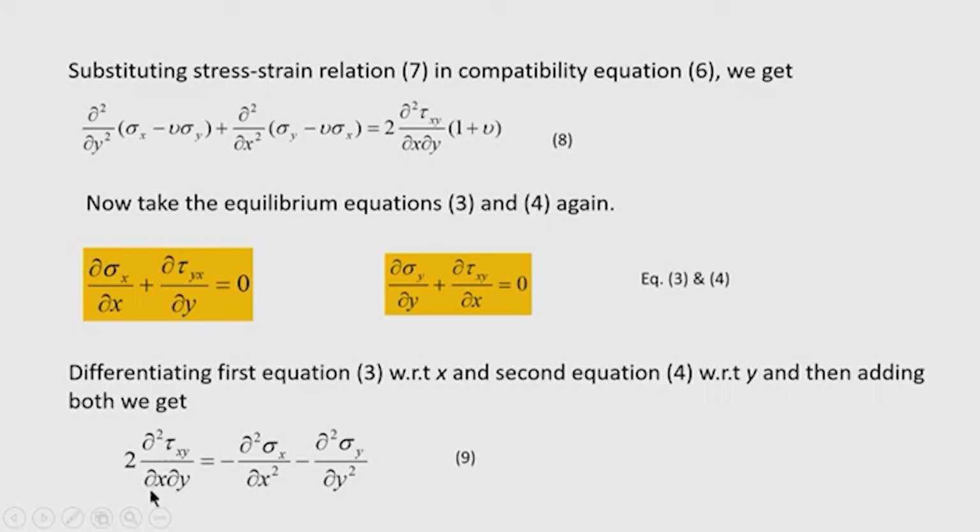equal to minus ∂²σ_x/∂x² minus ∂²σ_y/∂y². So, this is the relation that has been obtained. How is it obtained? This expression is differentiated with respect to x, this expression is differentiated with respect to y, and then added. So, we ultimately arrive at this equation. Okay.